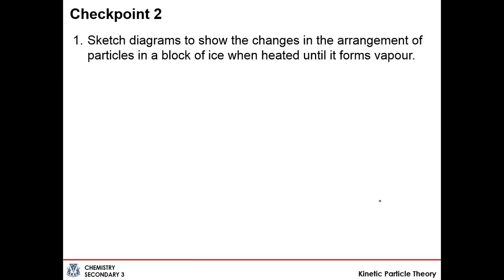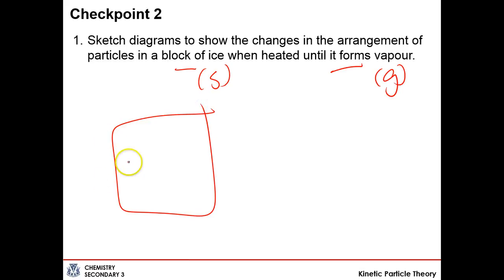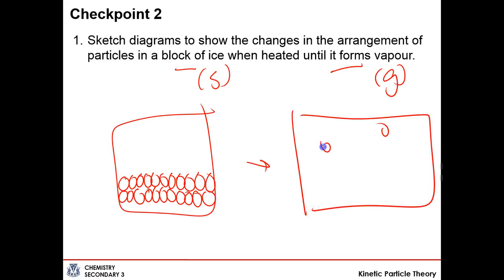Okay, so let's try checkpoint number 2. Sketch the different diagrams. Take about 1 minute for this. Alright, so question says that you have a block of ice heated until it forms a vapor. So basically a block of ice is solid state, vapor is gaseous state. So to represent the diagrams, it is simply particles clustered close together in solid state. Make sure you draw all the circles together, and they must be orderly arranged. A vapor is simply particles placed far apart.